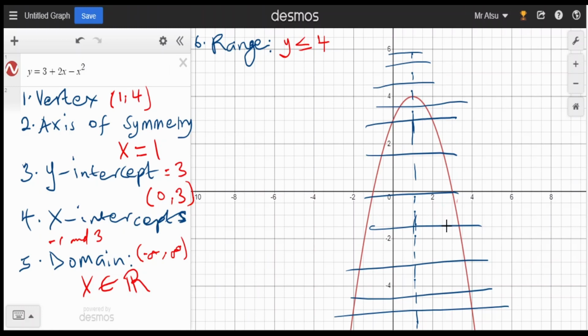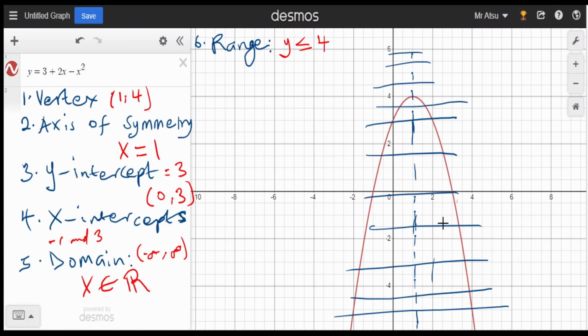And if it is the other way around, let's say the graph opens upwards, then the range will be from the y coordinate at the vertex upwards. So it will be y greater than or equal to the y coordinate at the vertex. But this one is less than or equal to, because the graph opens downwards, and any y value within the range will be less than or equal to 4.